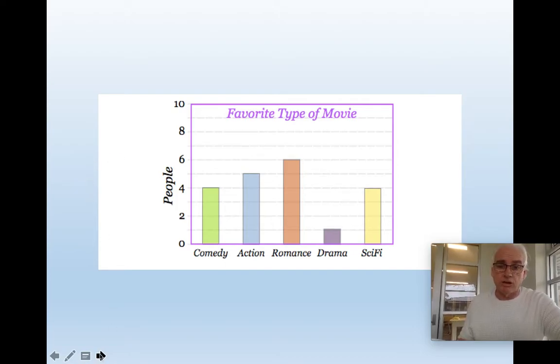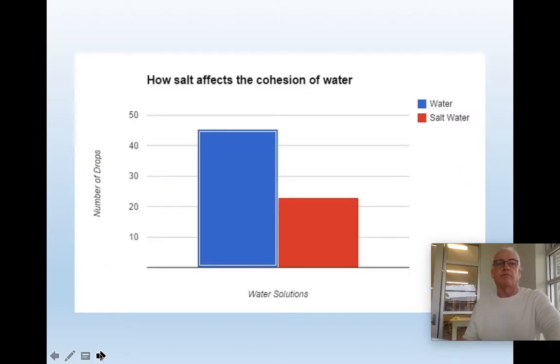Is this graph salty? Funny you should ask. This one talks about salt. We have a number of drops of salt. We have our water solution side by side. Clearly, the one in blue is showing a different story to our salt water in red.